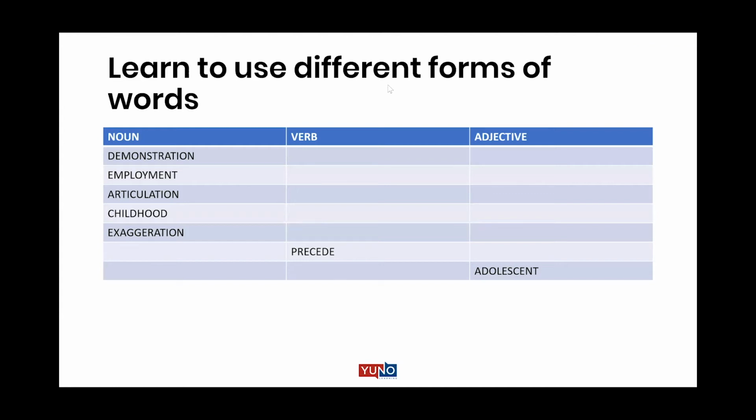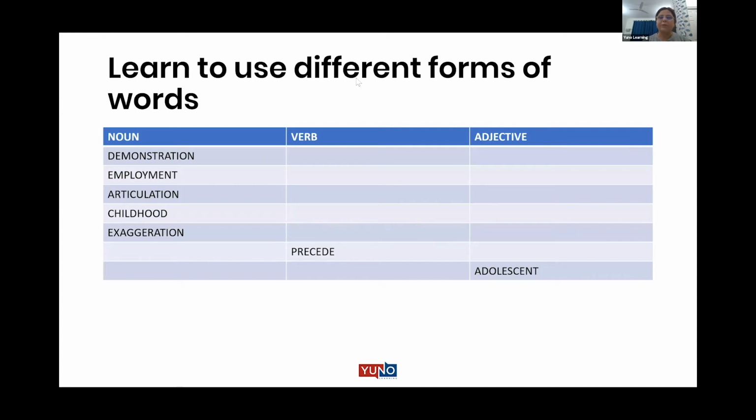And what can be the adjective? Adjective can be employable. Employable. All right. So most of the people remain unemployed because they are not employable, or they do not have the employable skills. Right. So we use the word employable.